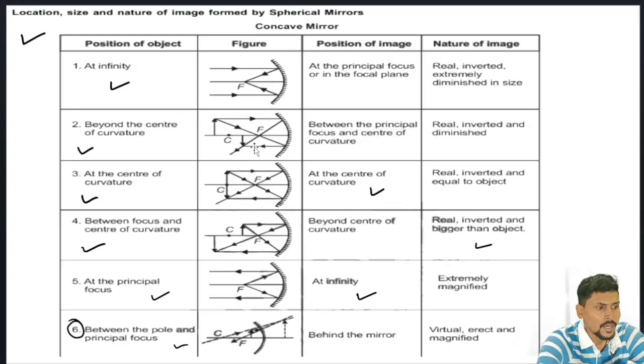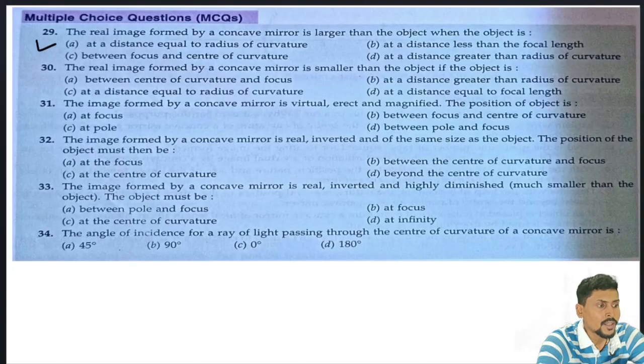Look at this table. Look at the fourth point: if the object lies between center of curvature and focus, then the image will be real, inverted and magnified. So if the object is between C and F, then the image will be magnified. What is the answer? The answer is between focus and center of curvature. So option C is the correct one.